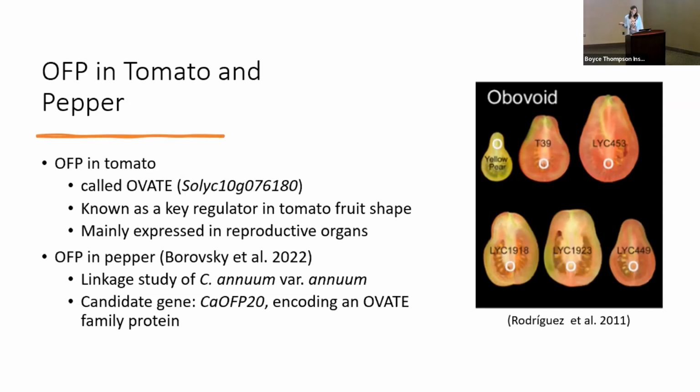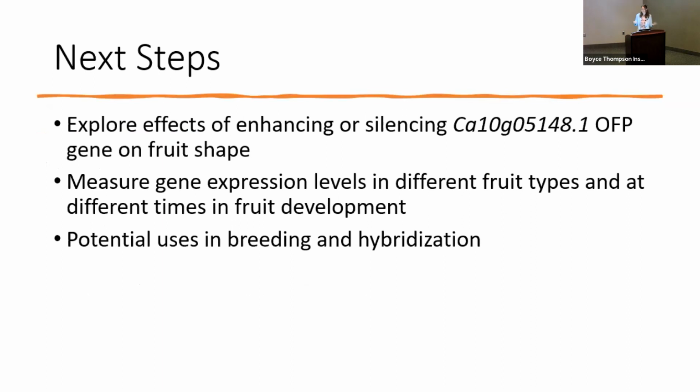So now that we have a good idea of that protein, what are some of the steps that we would want to do next? Something to do would be to explore the effects of enhancing or silencing this OFP gene and see what that does to the fruit shape. We could also measure gene expression in different types of fruit shapes and see how much is expressed and at different points in fruit development. And then eventually this could have potential uses in breeding and hybridization to improve fruit shape.